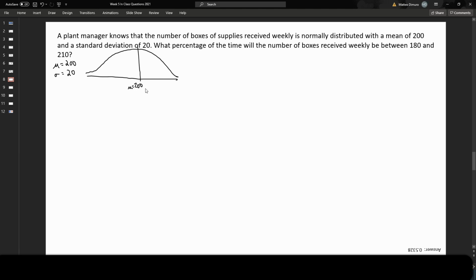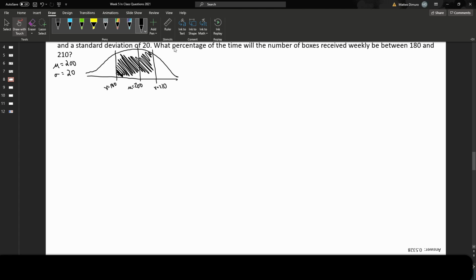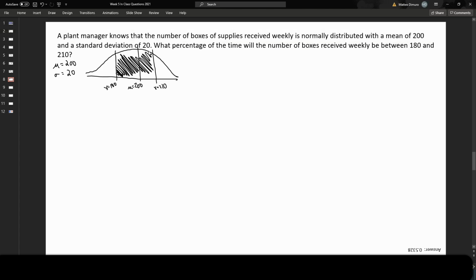And what are we looking for? We're looking for the x values 180 and 210. By no means does this need to be drawn to scale, but we're looking for the in-between area. I just really want to hammer this in here. You're going to be able to find this curve.